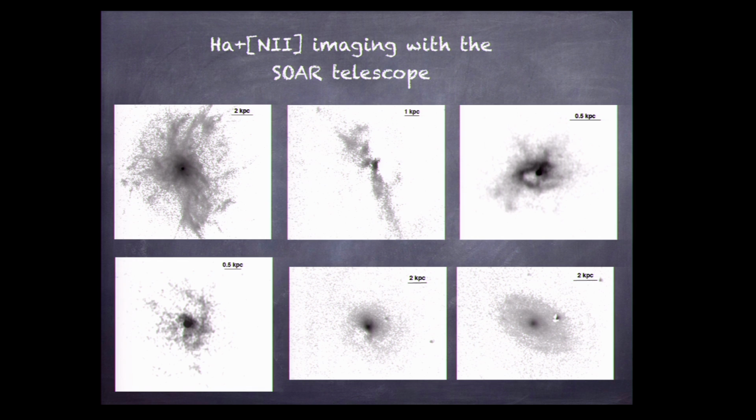So we also imaged all of our galaxies with the SOAR telescope in H alpha plus N2. I already showed you NGC 5044. There are other beautiful systems which have spectacular filaments, which seem to be interacting with the radio bubbles. And we have two systems which have disky morphologies in H alpha.